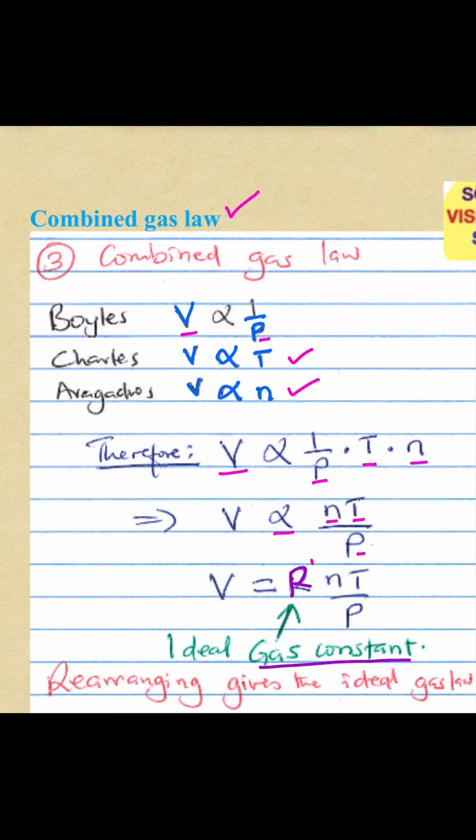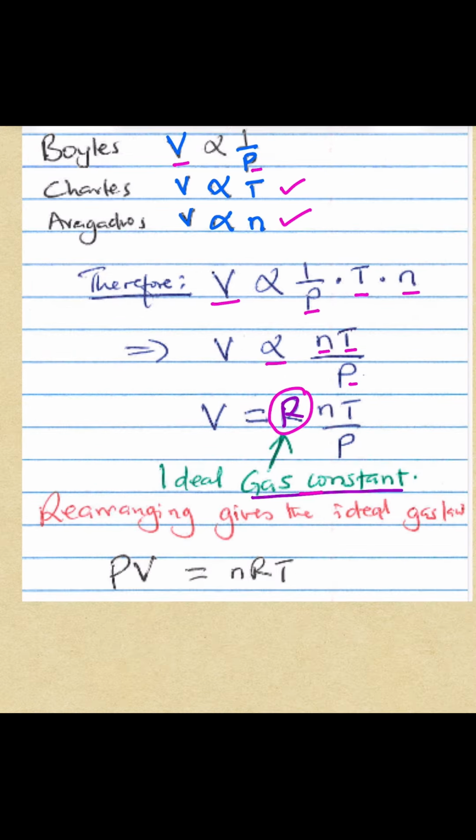And the only thing missing there is R, which is called the ideal gas constant. So rearranging these equations, multiplying both sides by P, we see that that cancels, and here you get PV. So we end up with PV equals nRT, which is actually the combined gas law.